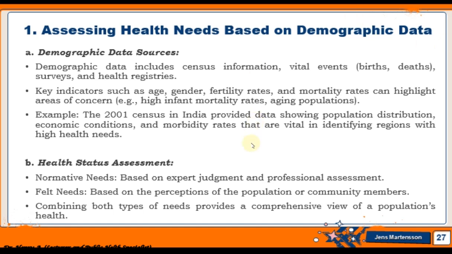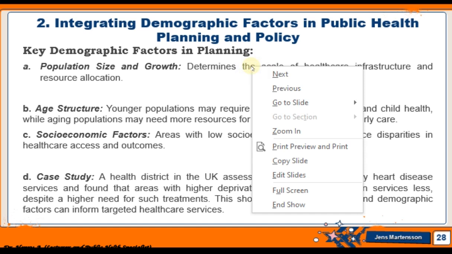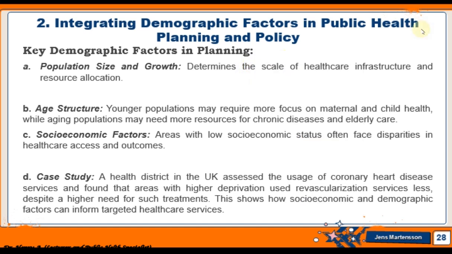So those are the very benefits of combining both the normative and the felt needs. So let's move to the second one, integrating demographic factors in public health planning and policy. So that's the second aspect under this lesson. So let's look at it together. Now, what are the key demographic factors in planning? We'll be looking at the population size and growth, looking at the age structure, looking at socioeconomic factors, and then take a case study. So let's look at that quickly.